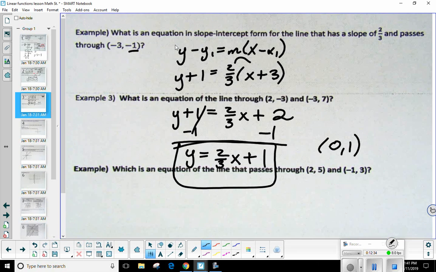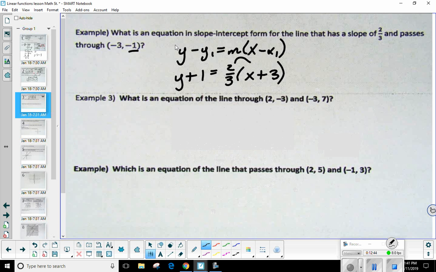Okay. Example 3. What's the equation of the line through 2, -3 and -3, 7? Now this one doesn't say specifically what form. It just says write an equation. So I'll leave that up to you. But either way, we need something. We need slope. It's the most important aspect of a line. So we're not able to do it visually here. So I would go ahead and use the formula.